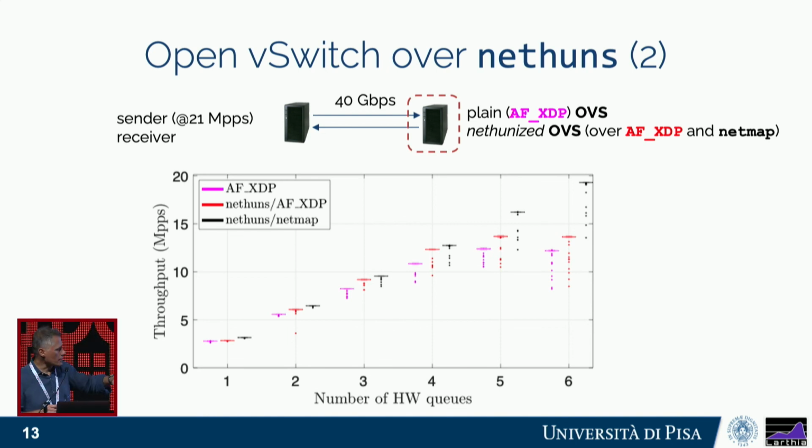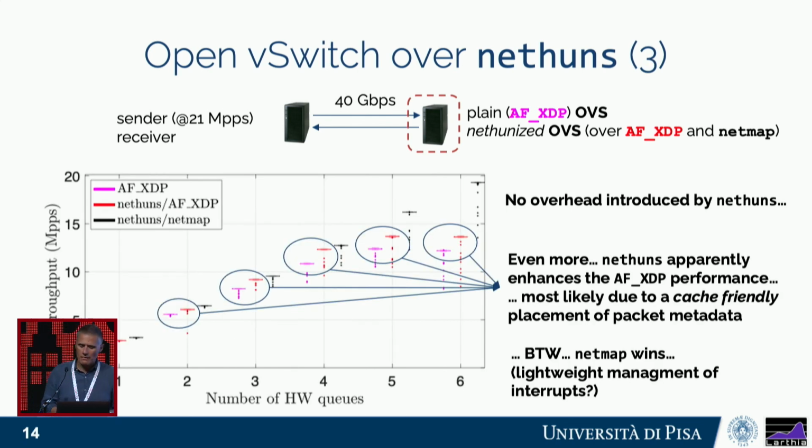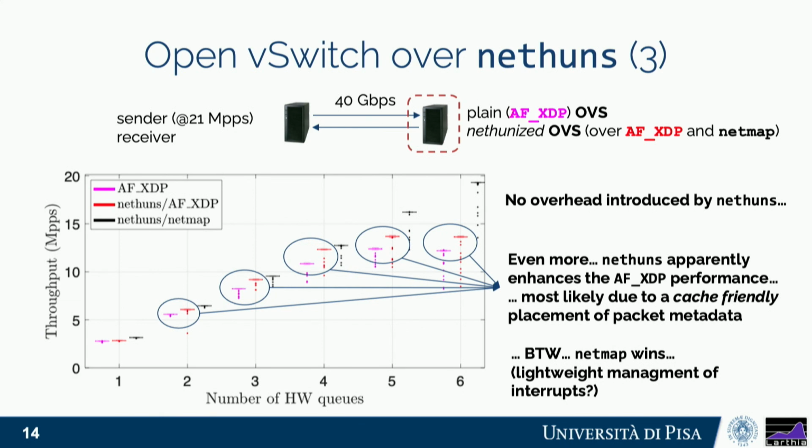The comparison here is between the red and the purple box, which compare OVS over plain AF_XDP, the paper of SIGCOMM last year, and OVS over Nethuns over AF_XDP, which ideally should have the same performance, but intuitively we might expect a little degradation of the red one. Instead, it looks like it has slightly better performance. Again, this is not really intuitive, but most likely it is due again to a cache-friendly placement of packets. It depends on the implementation in the library, because there is no other reason, honestly. What we can see is that performance saturates in any case when we reach 5 or 6 hardware queues.